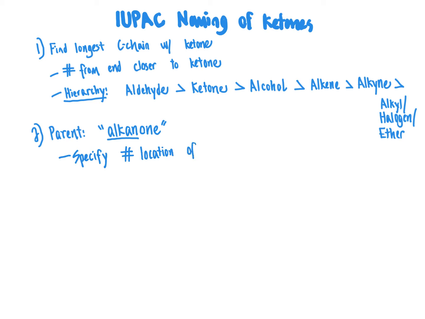So when you name the parent name, you have to specify the number location of the carbonyl carbon within that chain, remembering from step 1 that you're going to number from the end closer to that carbonyl group of the ketone. So when we are specifying the parent name and indicating the location of the carbonyl group, you can do that in one of 2 ways.